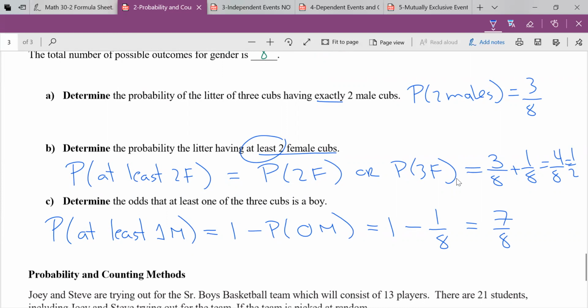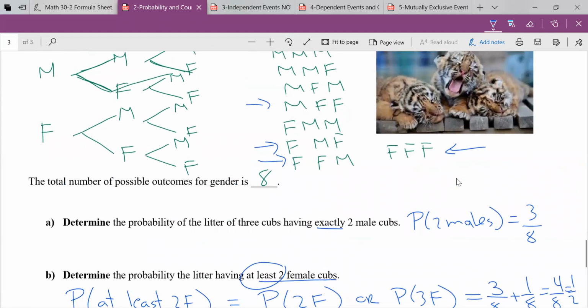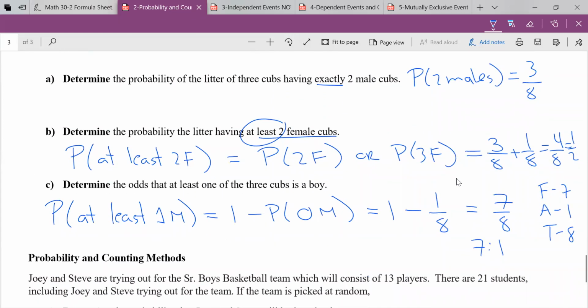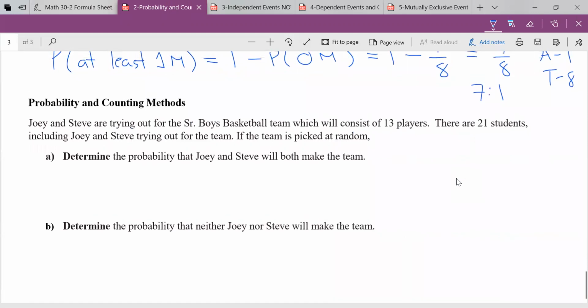Now that's my probability. What are my odds I get at least 1 male? Well, that's then 7 to 1, because in favor is 7, total is 8, and that means there's one way I don't get a boy. Or I could have just gone up to my sample space here and just counted, right? Okay, so there's a tree diagram, which is a viable way to do a lot of questions.